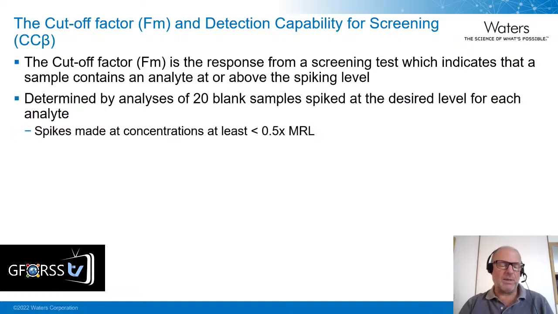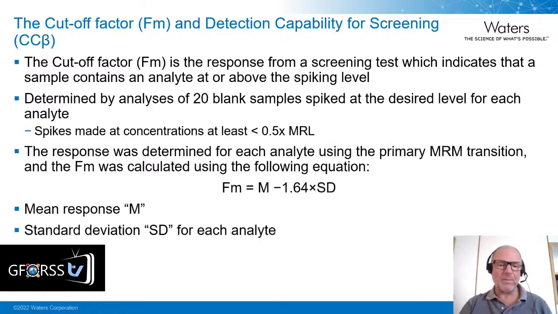The data that I showed you is the same data as we saw earlier on from the analysis of 20 blank samples spiked at a desired STC. In this case, the spikes were made at concentrations of half the MRLs. And the response is determined, the calculated concentrations for each analyte using the primary MRM transition. Then we can calculate the cutoff factor using the following equation. The cutoff factor in this particular case is equal to the mean of the responses in all the spikes minus 1.6 times the standard deviation of each of those analytes in the spikes.